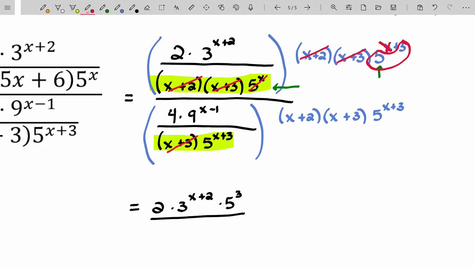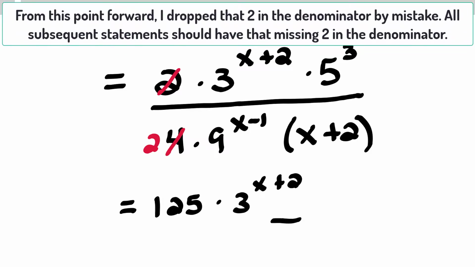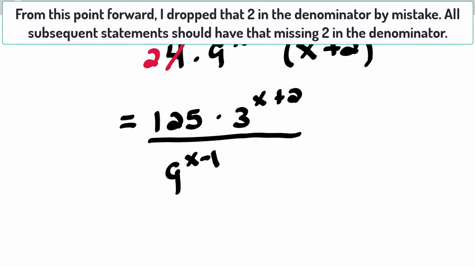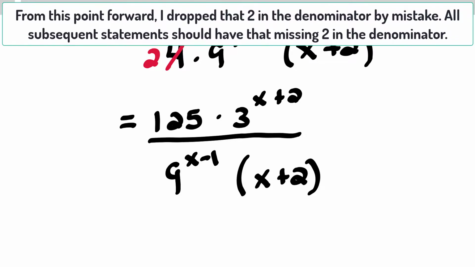In the denominator, the x plus 3's cancel beautifully, and the 5 to the x plus 3's cancel beautifully. You're just left with x plus 2 times 4 times 9 to the x minus 1. At this point, you're done with all the compound fraction business, and now you just have to reduce or simplify this down. You know that 2 goes into 4 twice, so you could technically write this as 5 to the third, which is 125, times 3 to the x plus 2, divided by 9 to the x minus 1 times the quantity x plus 2. However, there's more that you can do here.